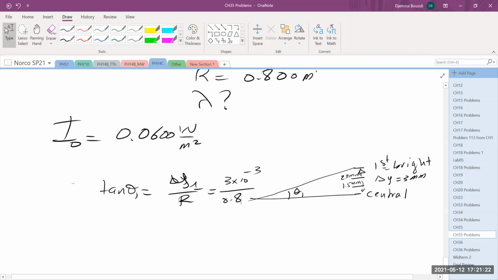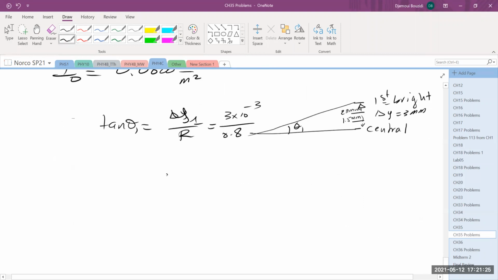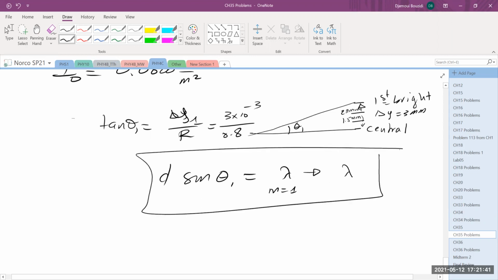Okay? If we find what theta 1 is, we can find what lambda is, because m is equal to 1 for the first bright fringe. Okay? So in this expression, since we know what the tangent of theta 1 is, I can do the arctan, plug in here, I can find what lambda is. So assume that we can find what lambda is from this expression. We're in business. Okay? Everybody's good now. So we have found what theta 1 is. Based on that, we're going to find the actual lambda, since it was not given to us. From here, we should be able to find the intensities anywhere else in here.